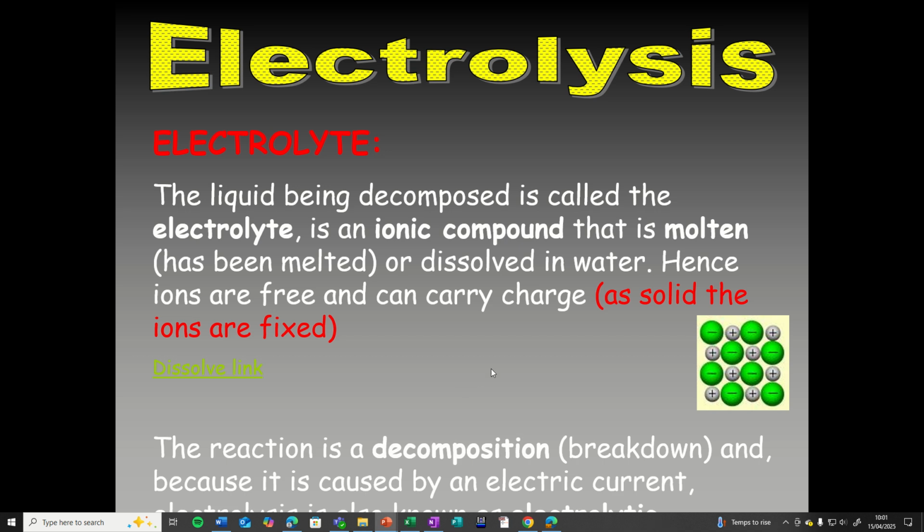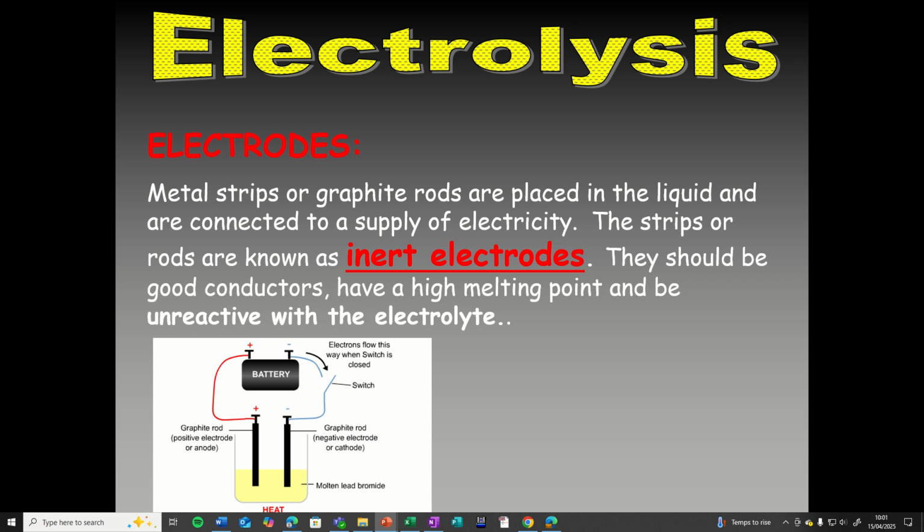So let's have a look at what the electrodes are. So we've covered the electrolyte, we've covered why the electrolyte has to be molten or dissolved in water, we've covered their definition of electrolysis and what it is. Let's have a look at what the electrodes are then. So the electrodes are, very simply, as far as we're concerned, they're just metal strips or graphite rods. Both things conduct electricity. They're placed into the liquid, which is the electrolyte, and they conduct the electricity into that liquid. They carry electricity into it.